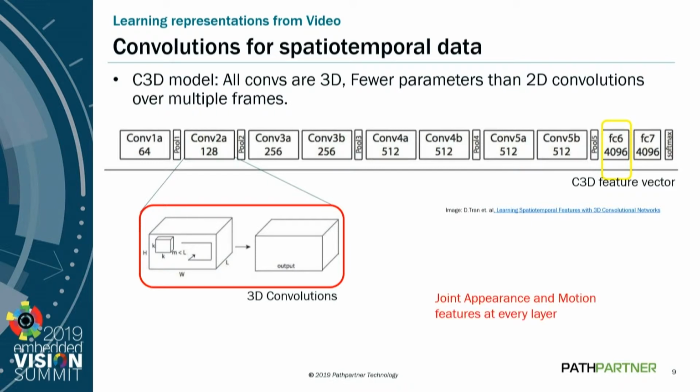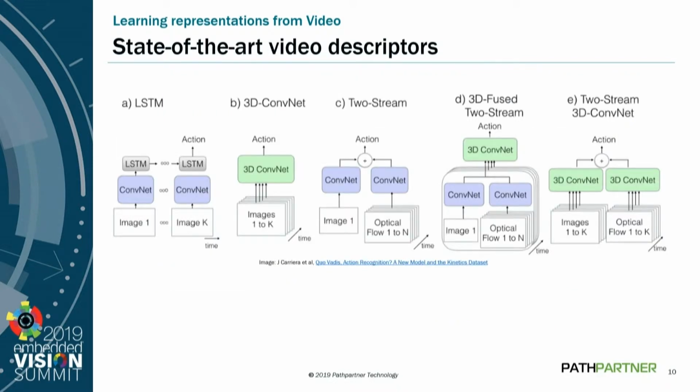We are able to learn joint appearance and motion features at every layer. We don't really need to feed a separate optical flow stream of some sort and do a fusion at a later stage. So this is some kind of a slow fusion technique, to learn joint appearance and motion features throughout the length of the network. And the state-of-the-art video descriptors right now look something like this.